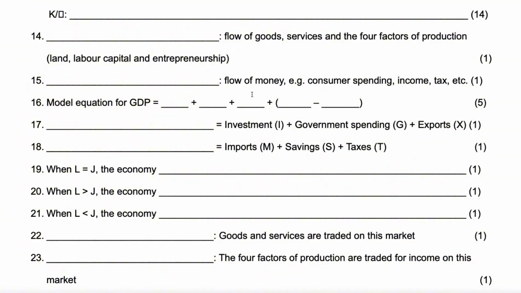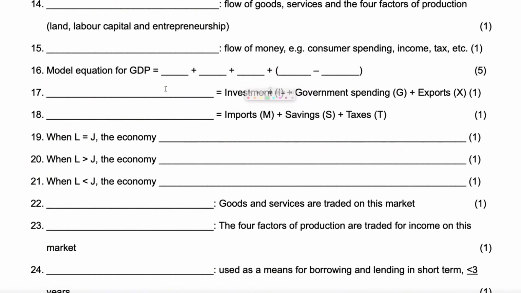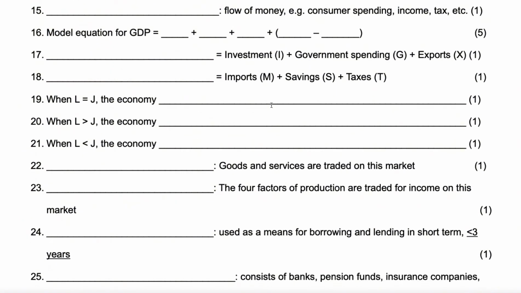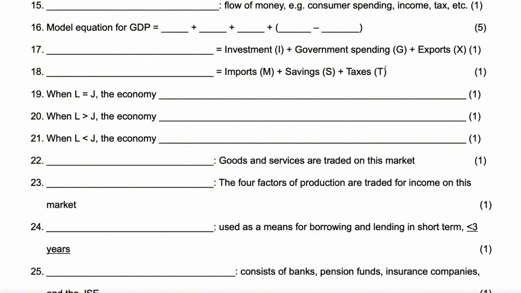Number 15, the flow of money, e.g. consumer spending, income, tax, etc. This word gives it away as money flow. Then the model equation for GDP, that's C plus G plus I plus X minus M. Then number 17, when we have investment, government spending, and exports, that'll be injections, or J. When we have M, S, and T, that's leakages.